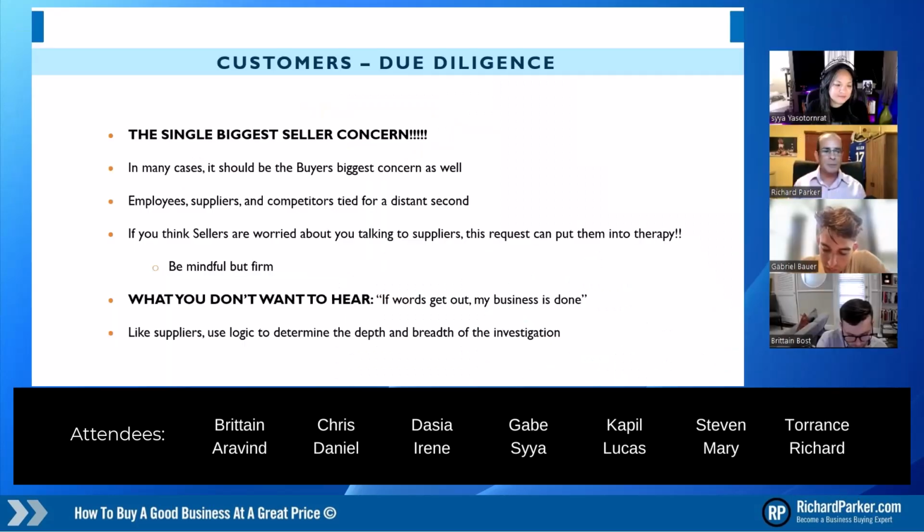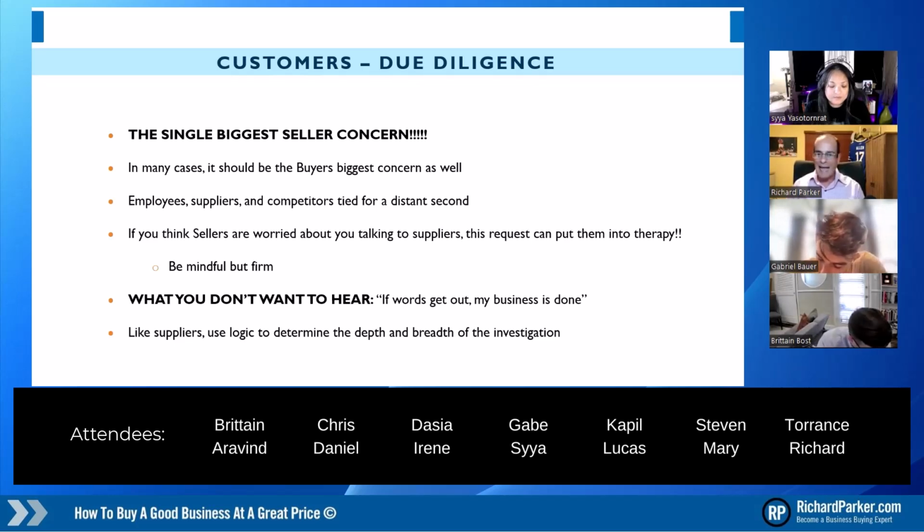Okay, for customers and due diligence, this is the single biggest seller concern, and as it should be. And in many cases, it should also be your biggest concern. Employees, suppliers, competitors, and all those other pieces of due diligence, the financials, the marketing, etc., are all a distant second. This is the $1 million question.